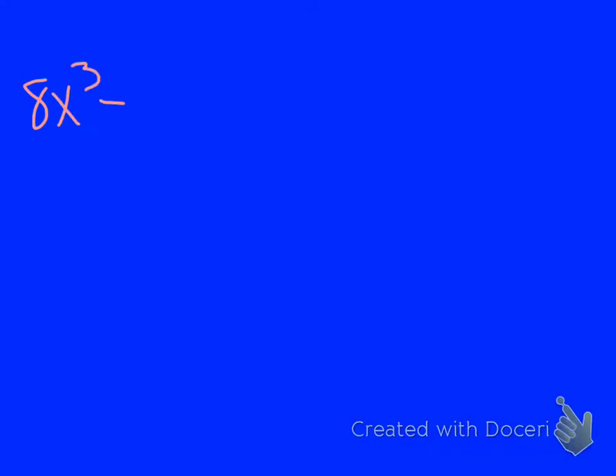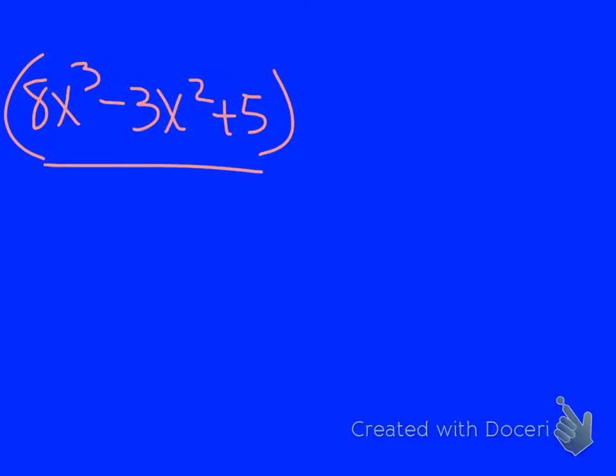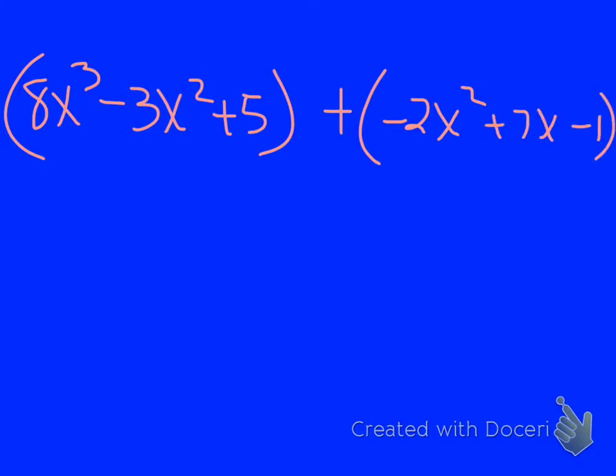8x to the third minus 3x squared plus 5. If this gets too long, this one only has 3 terms, but if they had 4 or 5 terms, sometimes it gets so long that on your piece of paper you'd maybe have to wrap it around. And so that's why if you ever got a big problem, the vertical method might be a little better, because then you can line them up as you go. This is not too bad. Plus negative 2x squared plus 7x minus 1. Okay.